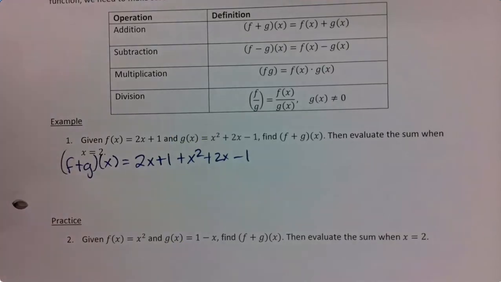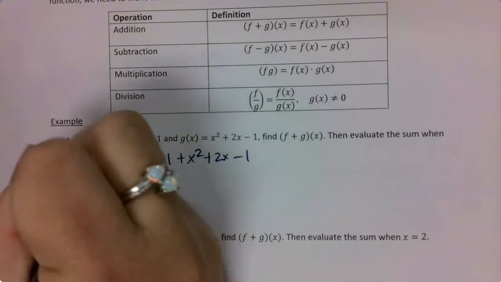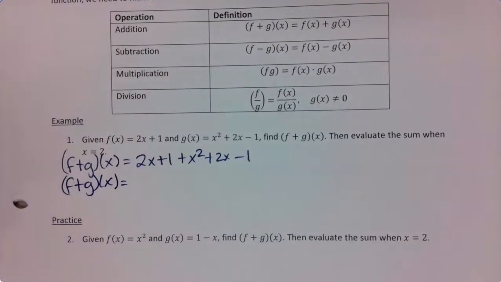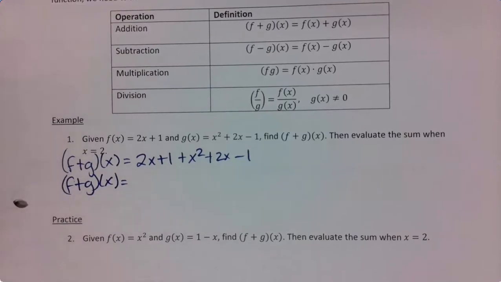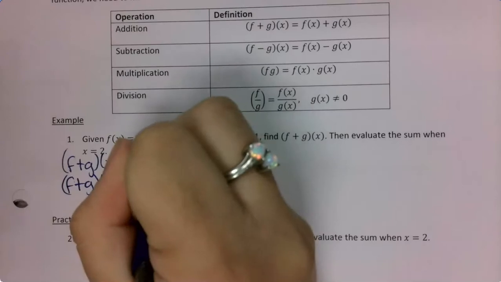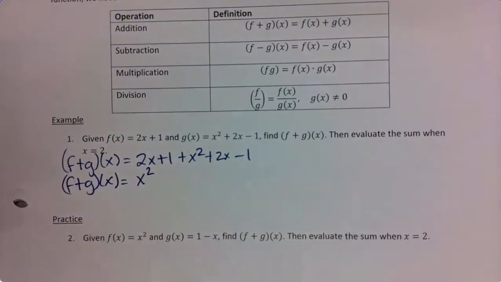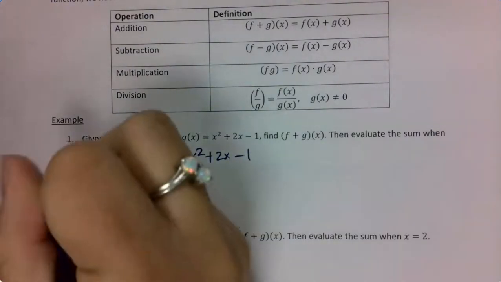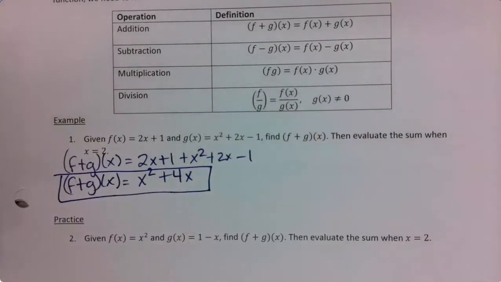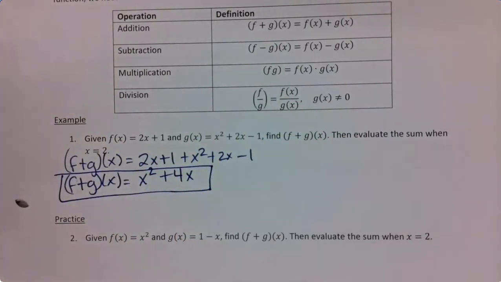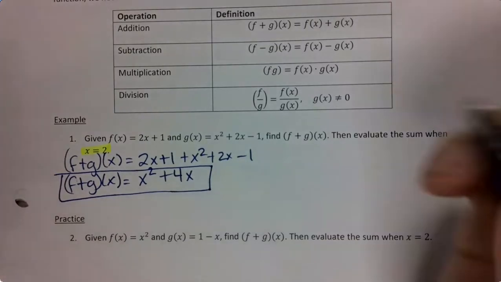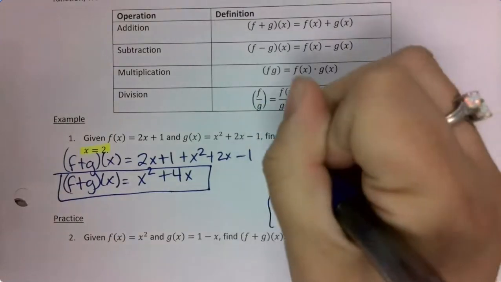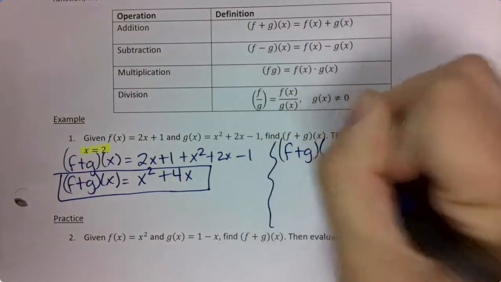Then I want to combine like terms. So what can I combine? The two 2x's, 2x plus 2x, and the 1 minus 1, 0. So this is what I get when I add the two functions together. And then there's a second part of this question where I need to evaluate for x equals 2. So this is just where I'm going to put in 2 for my function. I'm going to replace all of my x's with 2.